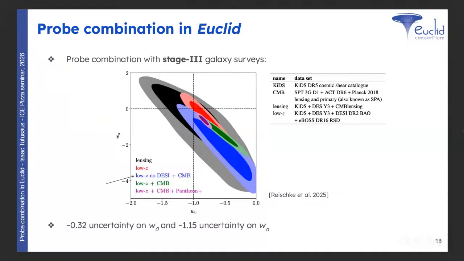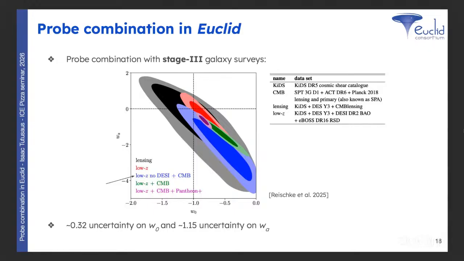Now, before showing you what Euclid will, or what we hope we will be able to do with Euclid data, let me just give you an idea of what's the current status using stage 3 galaxy surveys. Here I'm going to base my discussion on this plot. This is from the KiDS collaboration, not a stage 3 survey. And let me just focus on the blue contour here.